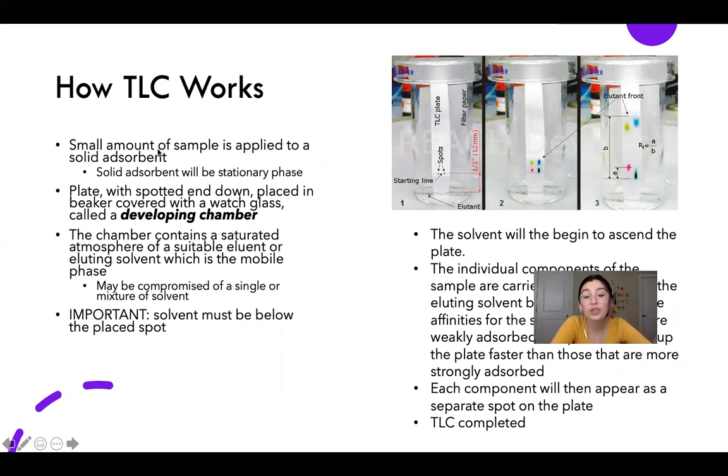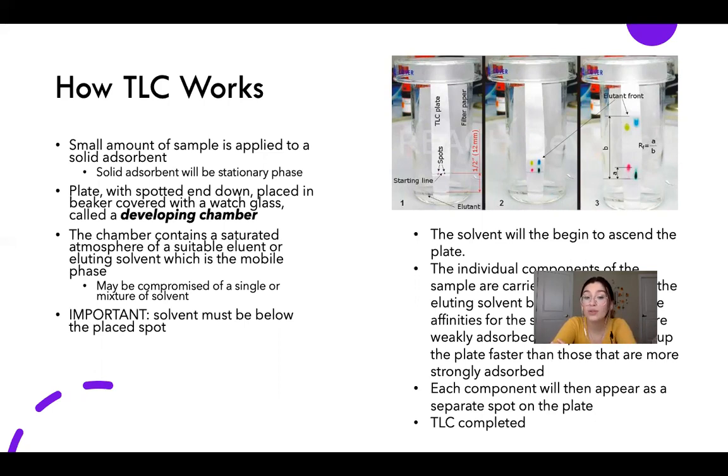How TLC works. So a small amount of sample is applied to a solid absorbent. The solid absorbent will be the stationary phase. So like I said, remember, sticky. The plate with a spotted end down will be placed in a beaker covered with a watch glass, and this will be our developing chamber. The chamber contains a saturated atmosphere of a suitable eluent or eluting solvent, which is the mobile phase. May be comprised of a single or mixture of solvent. This is referring to the eluting solvent.